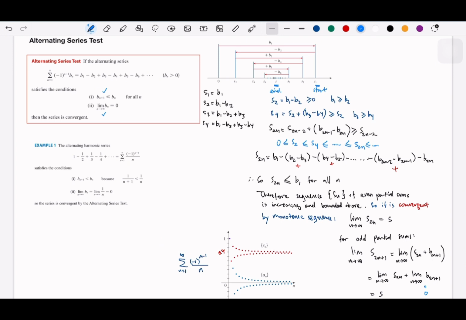The next part will be the how-to, because there are conditions where the series without the alternating part will perhaps diverge, but because of the alternating series it converges. So diverged becomes converged. We call that conditional convergence. We are going to discuss that on the next page.